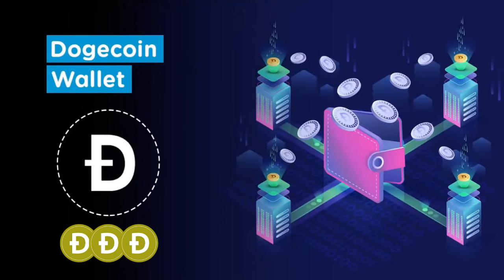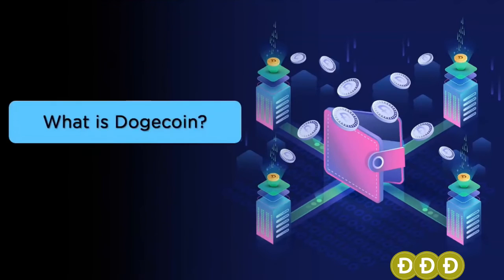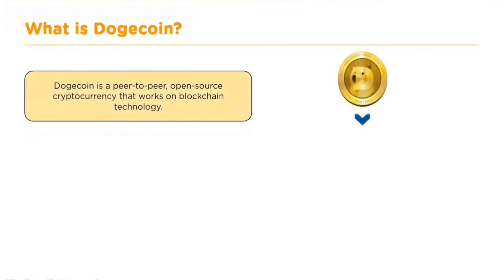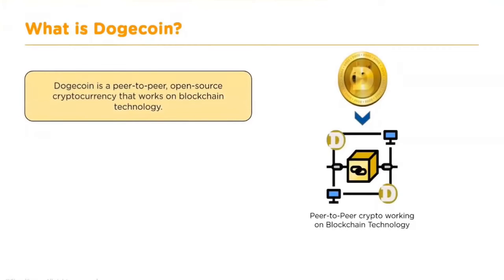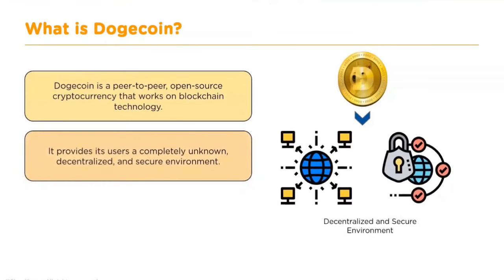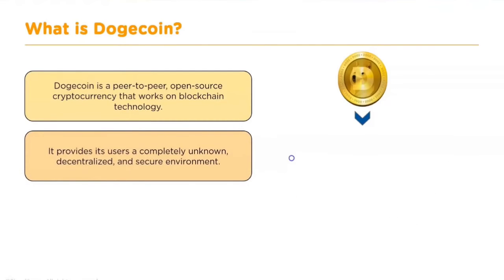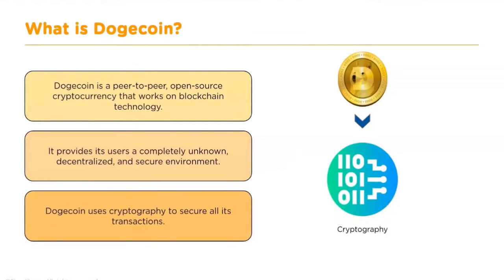We covered what Dogecoin is, its value today, and understood Dogecoin mining and its concepts in the previous two videos. Now let's proceed further and look at how to create a Dogecoin wallet and how to use it. Let's get started. What is Dogecoin? Dogecoin is a peer-to-peer open source cryptocurrency that works on blockchain technology. Also, it provides its users a completely unknown, decentralized, and secure environment free from any third-party interference to make their transactions. Dogecoin uses cryptography to secure all its transactions.